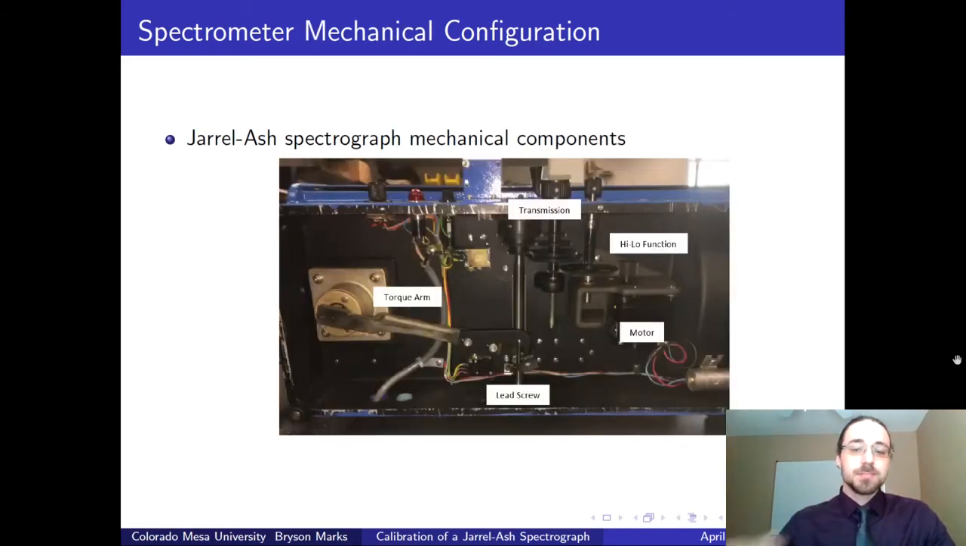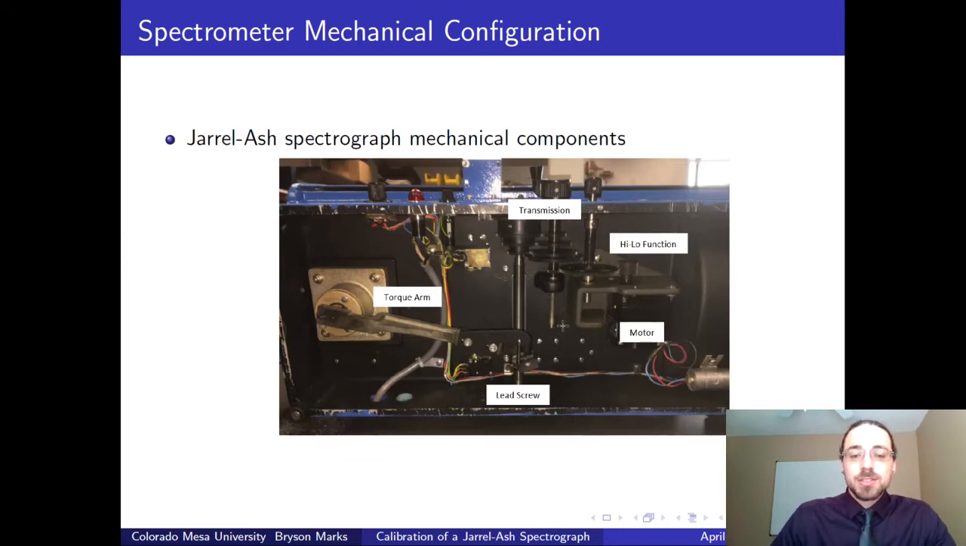Now, the Jarrel-Ash spectrograph on the bottom has the mechanical components or the configuration like so, where we have the motor on the right bottom. We have the high-low shift function here that enables you to change between high or low speeds. We have a transmission system as well that is attached to the high-low function. This transmission system enables you to switch between different scan speeds in either high or low, depending on which portion of the high-low function you are using.